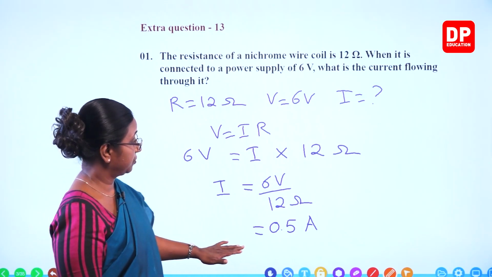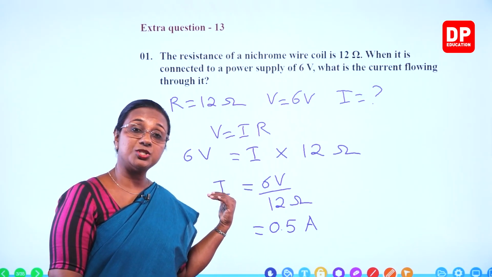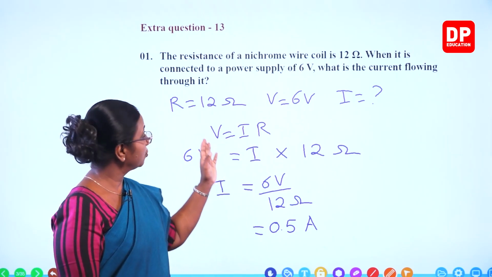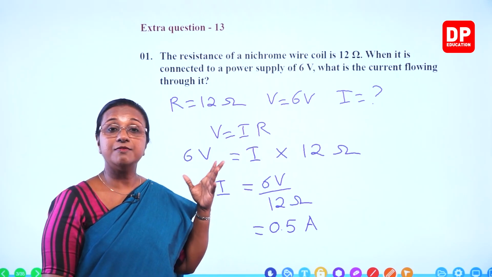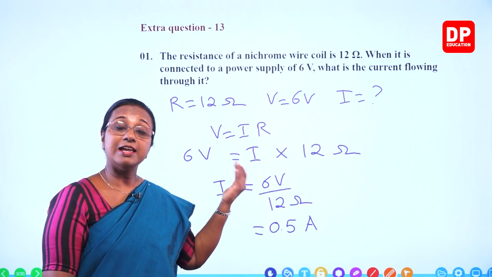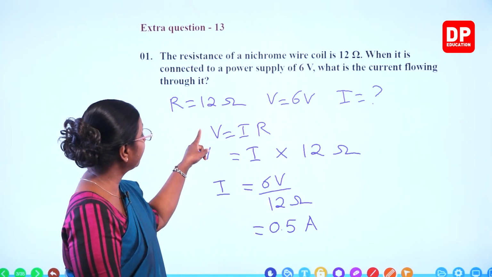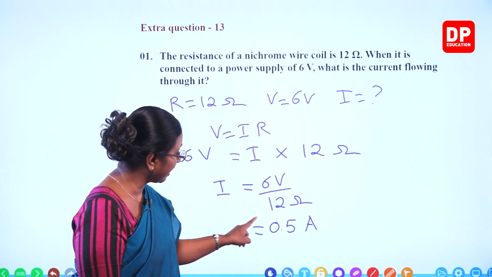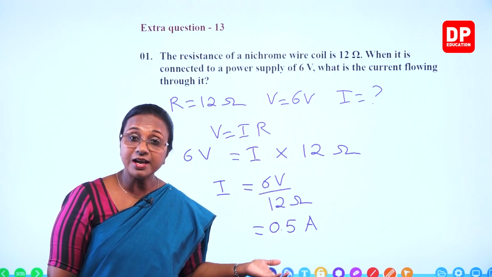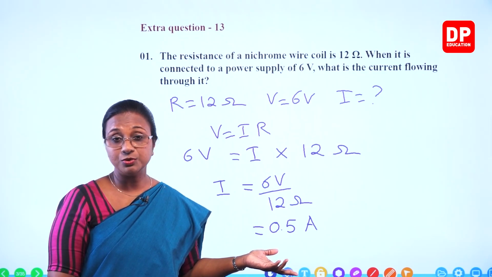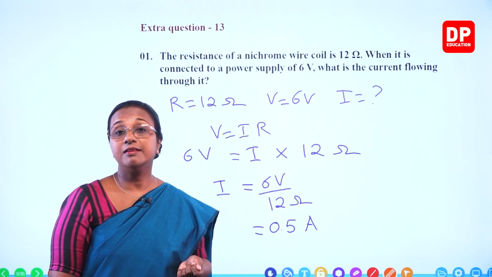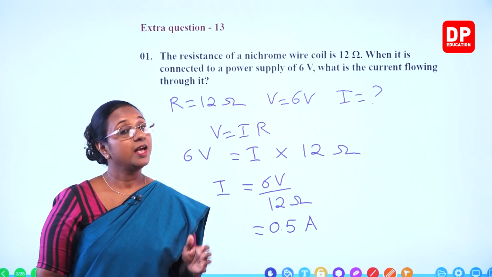So here also, students, like I did in the previous question, you can use the method where you rearrange first. So from V equals IR, if you want to find I, I will become the subject. You will have to divide potential difference by resistance. So what we have done here, you can rewrite before substituting. You can rearrange the equation and you can find the answer.